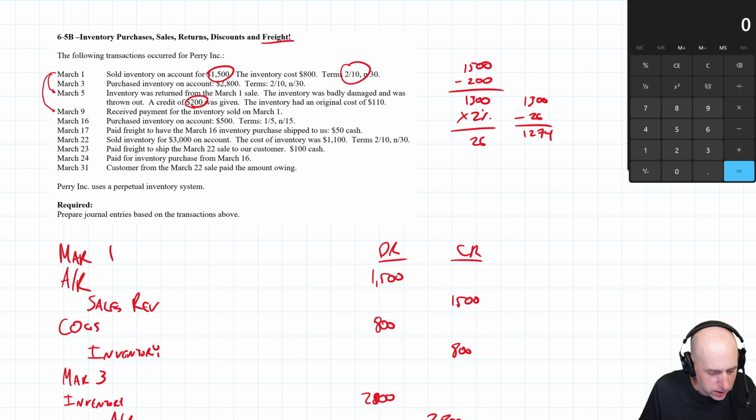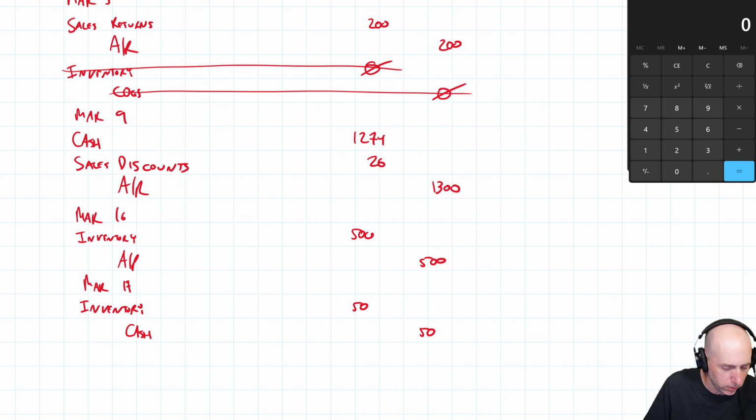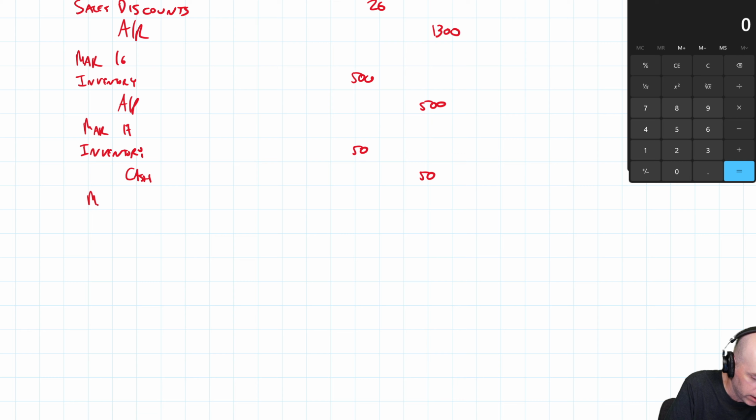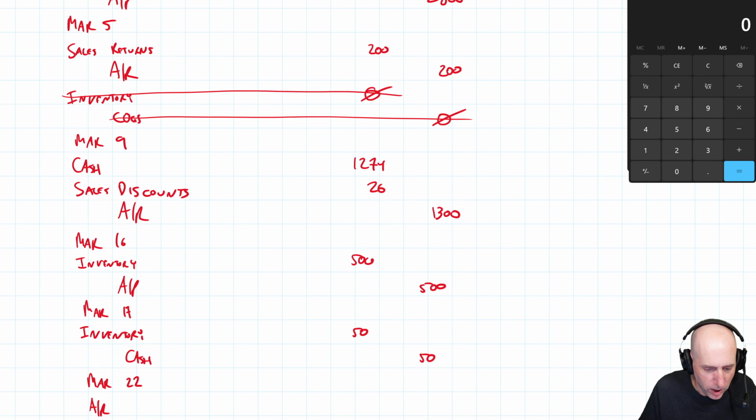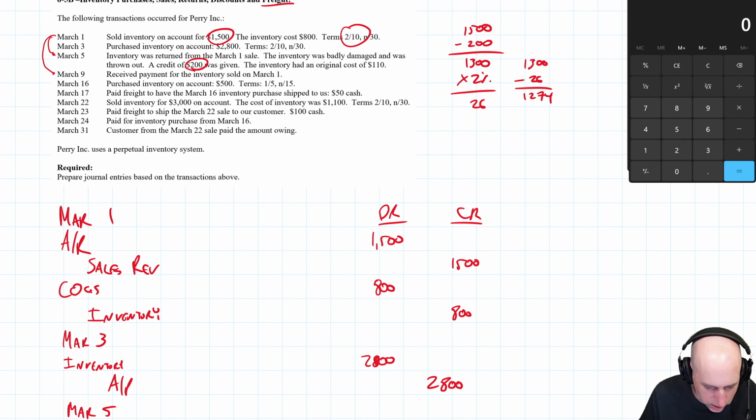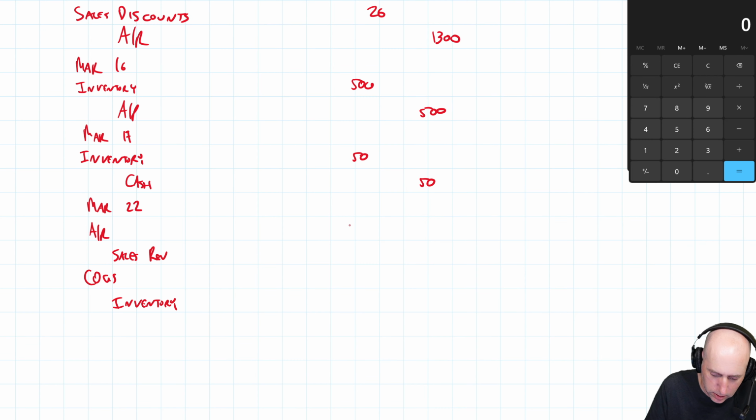March 22nd, sold inventory for $3,000 on account. Cost was $1,100. And again, there's some terms given. We'll worry about those terms in a moment. But for now, it's March 22nd. We made a sale. So debit AR, credit sales rev, debit cost of goods sold, credit inventory. For how much? Well, let's go back up to the question. $3,000 was the revenue and $1,100 was the cost.